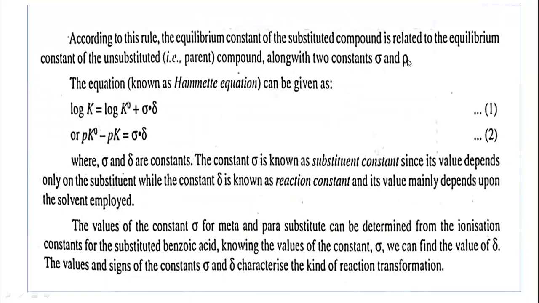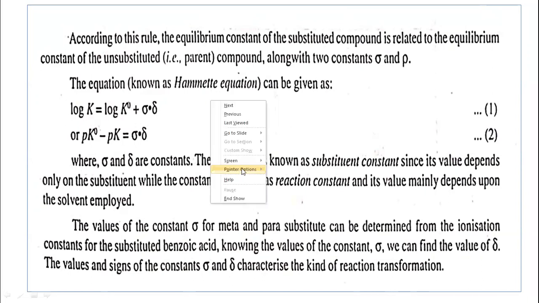According to this rule, the equilibrium constant of the substituted compound is related to the equilibrium constant of the unsubstituted, that is the parent compound. For example, unsubstituted means benzoic acid. This relation involves two constants, sigma and rho. This is the Hammett equation: log K equals log K0 plus sigma into rho.